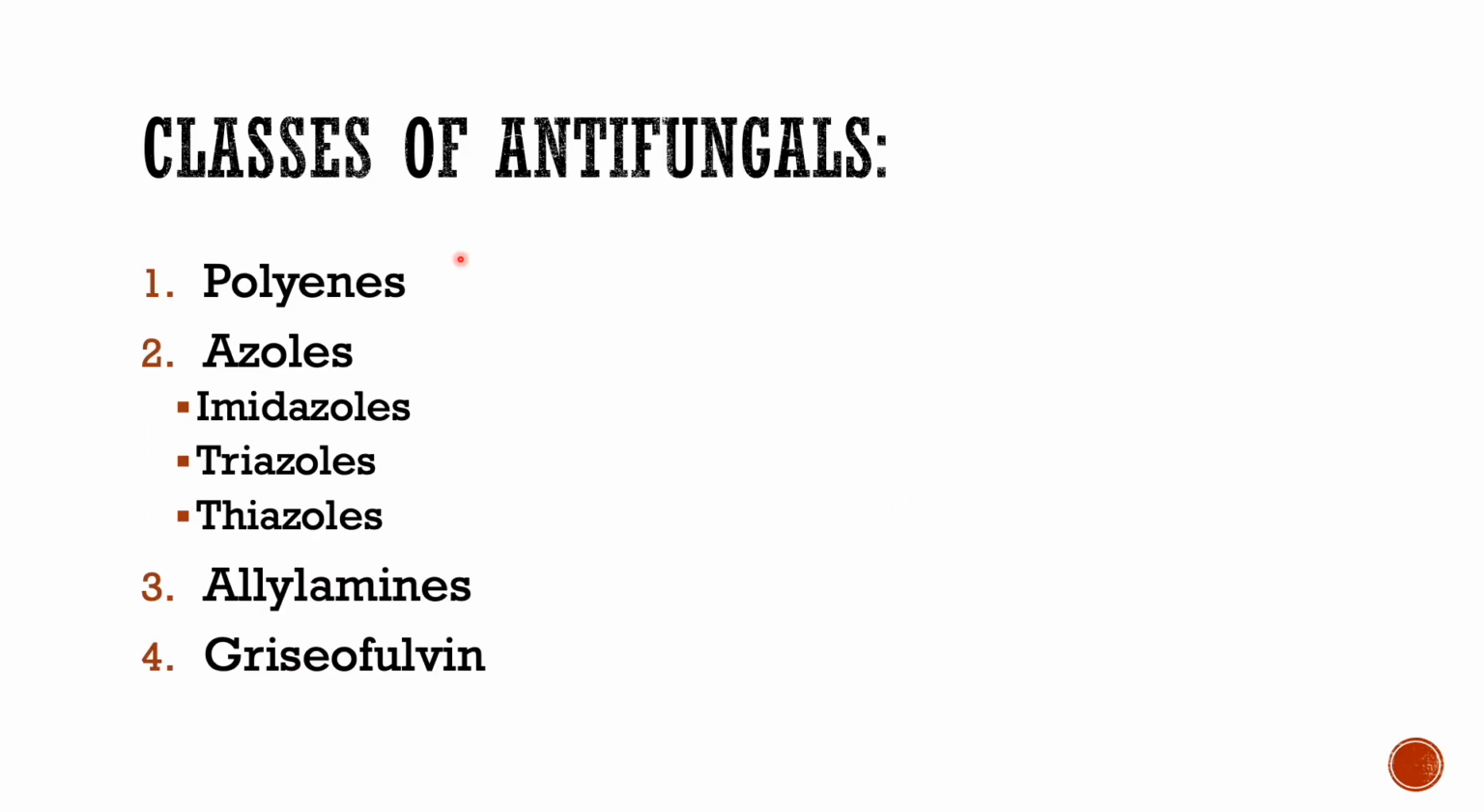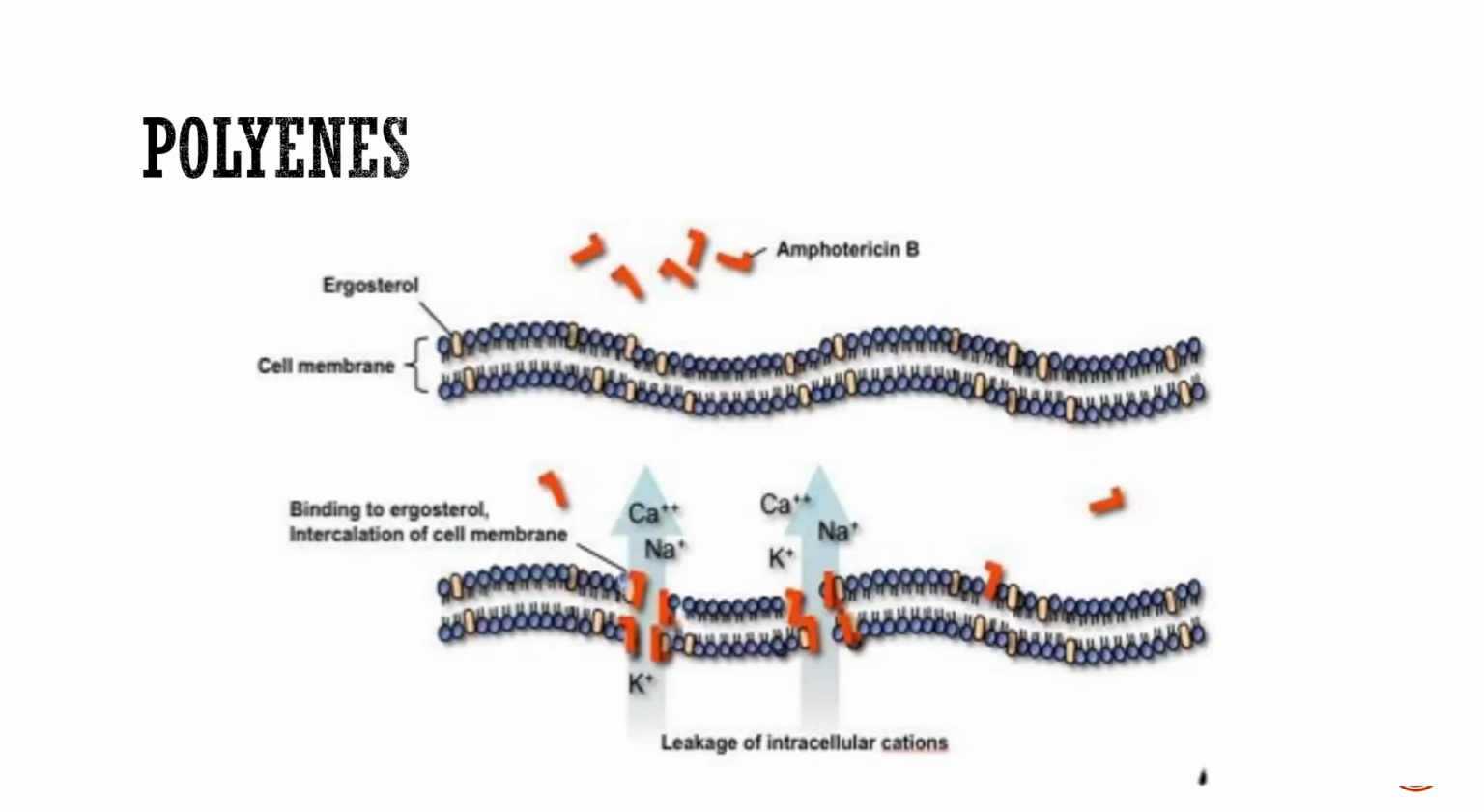In our lecture, we're going to have a structure-activity relationship discussion of these different antifungals. We will begin with polyenes, followed by azoles, allylamines, and griseofulvin. These are the different antifungals that have established structure-activity relationship. To begin with, we have polyenes. Polyenes act directly on the fungal cell membrane. It creates a pore that will allow Amphotericin B, an example of polyene, to enter the fungal cell.